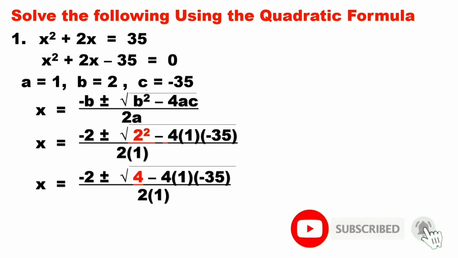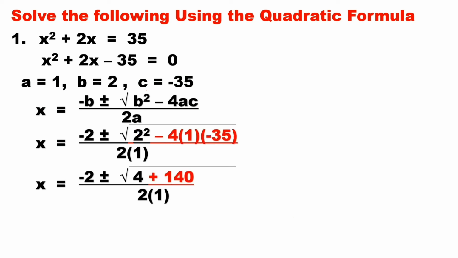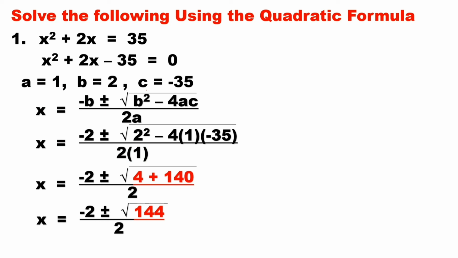Continue, 2 squared equals 4. Negative 4 times 1 times negative 35 equals 140. 2 times 1 equals 2. 4 plus 140 equals 144. Square root of 144 equals 12. So the temporary values of x equal negative 2 plus and minus 12 all over 2.